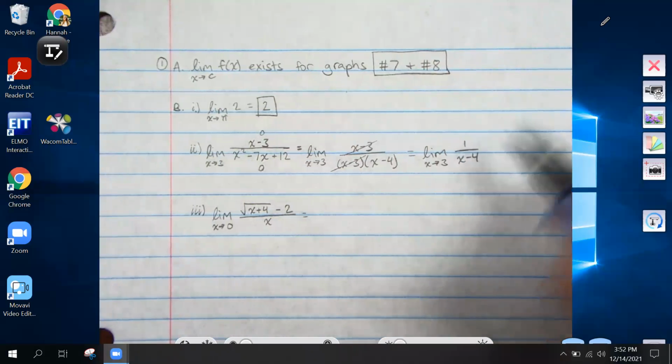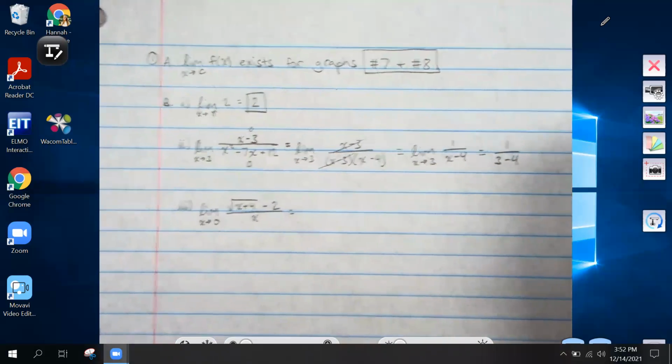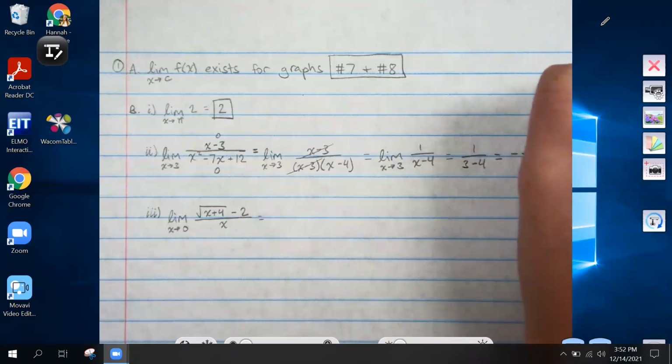Now that we've changed the way that this looks, when we try substituting again, we get 1 over 3 minus 4. 3 minus 4 is negative 1. 1 divided by negative 1 is negative 1.